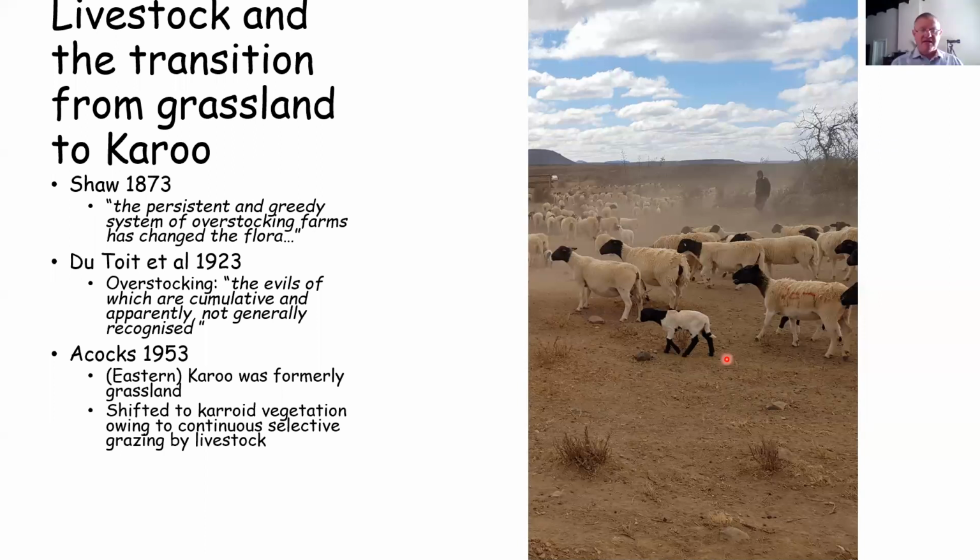And Acocks in 1953 felt that the Karoo was formerly a grassland and had shifted to karroid vegetation owing to continuous selective grazing by livestock. And certainly livestock does have an effect. But if you note in all of these, no mention is made of rainfall. So there was a decline in rainfall over that time and an increase in animal numbers. And the changes were generally attributed to the animals and not to the rain.